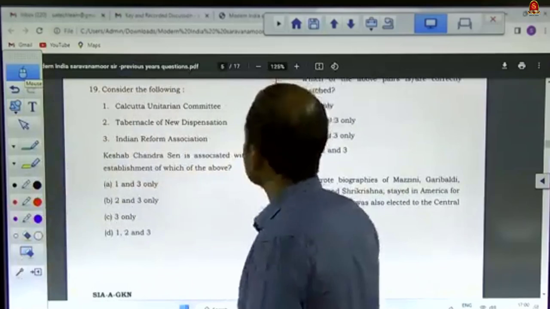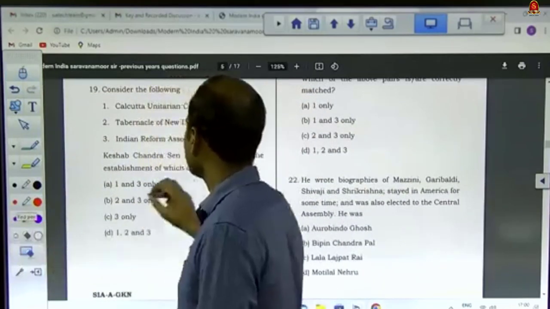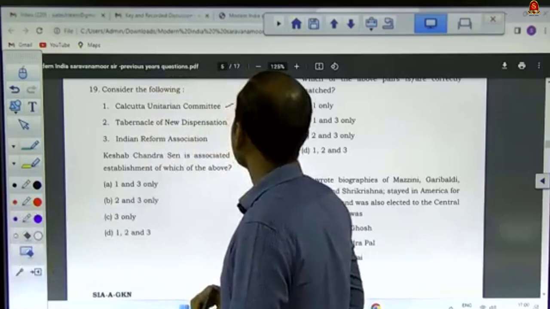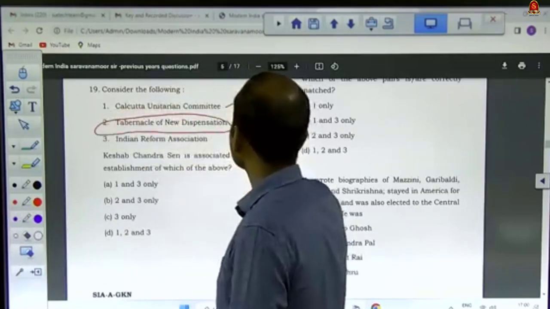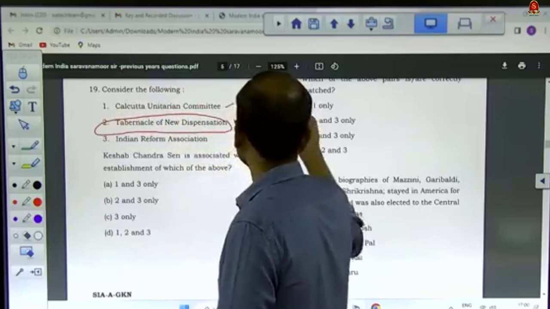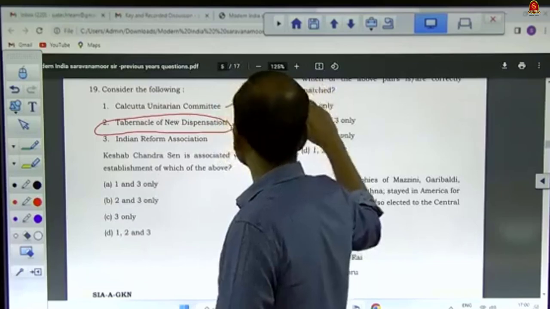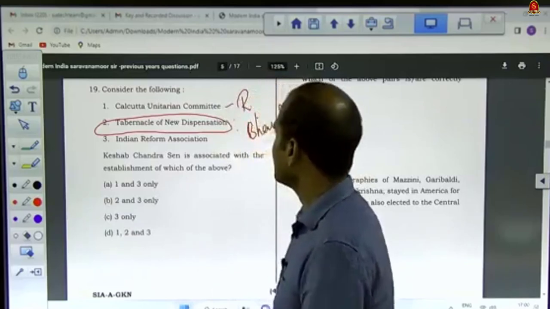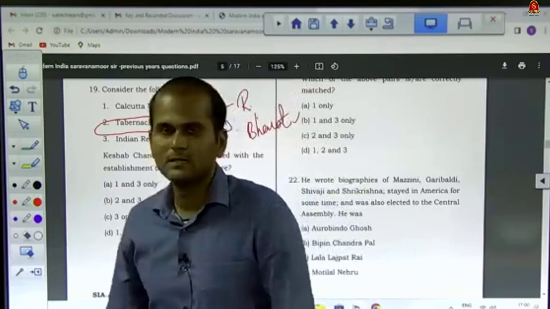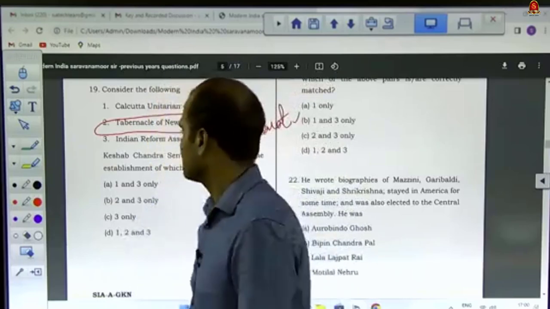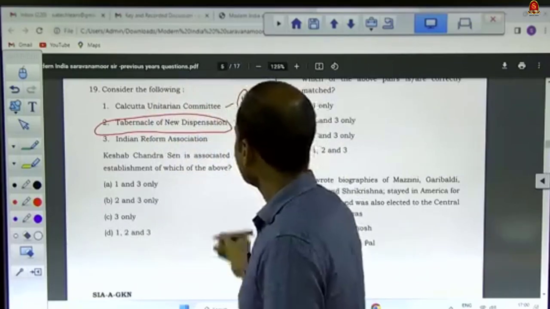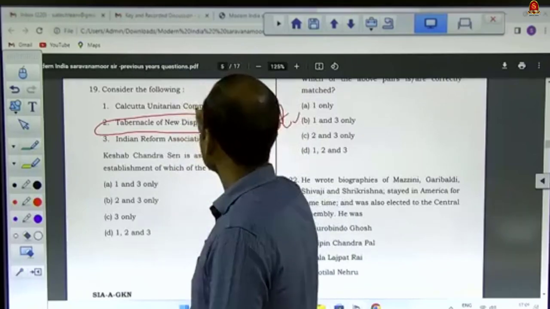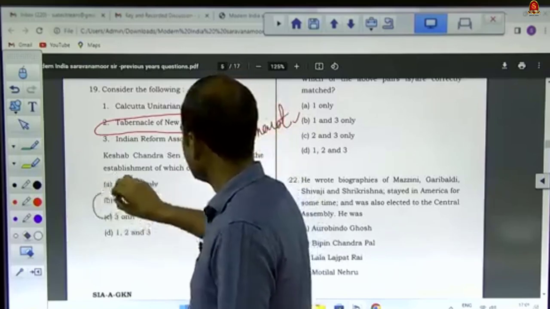Next, 19th question. Again, it's a little tough. Calcutta Unitarian Committee by Raja Ram Mohan Roy. It is now the Tabernacle of New Dispensation. It is an organization, like Brahma Samaj, Bharat Varshiya Brahma Samaj, otherwise simply Brahma Samaj of India. Rather than that, the Tabernacle of New Dispensation is at Bharat Mandir. Just consider it as a mandir. Next, the Indian Reform Association. Yes, it was founded by Keshab Chandra Sen. That's why Calcutta Unitarian Committee, not Raja Ram Mohan Roy. Then the answer is B.